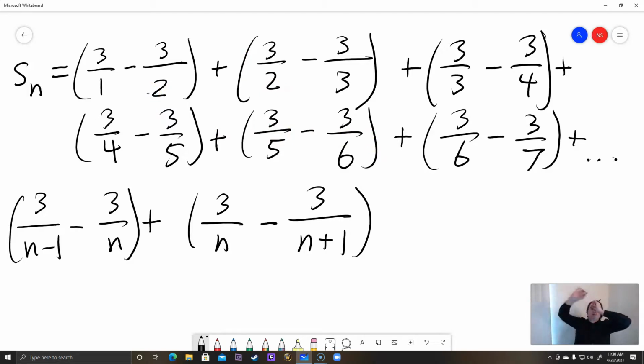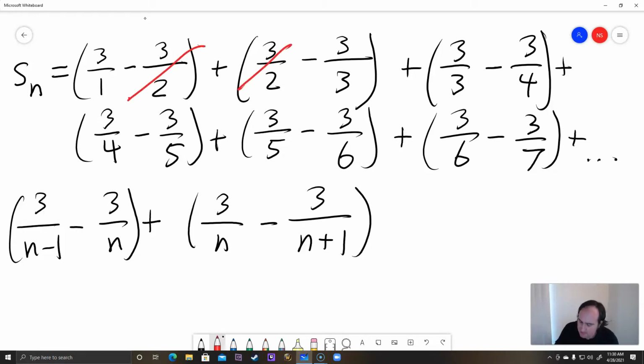But then if you look through the telescope, it lets you focus in on a single thing. So this is stretched way out, but a lot of stuff is going to cancel here. You might have already noticed right at the beginning, we have a negative 3/2 and a positive 3/2. Those are the same thing, but they're opposites.